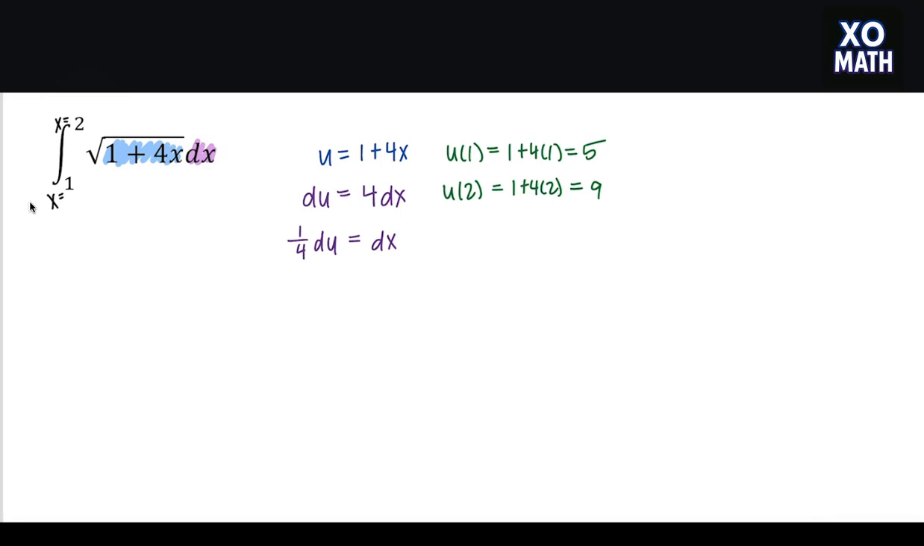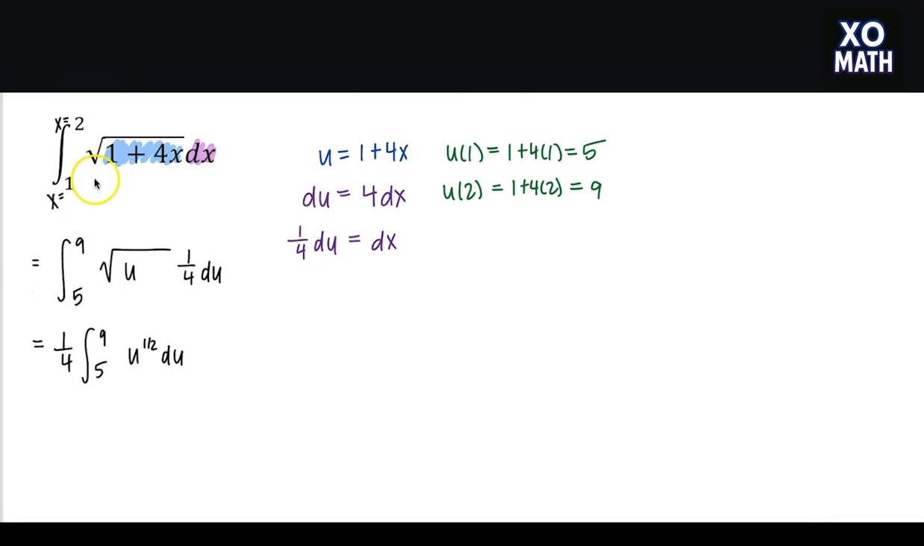So our new integral will look like the integral from 5 to 9 of the square root of u, and then again dx was 1/4 du. So 1/4 du. Now I could have gone straight ahead and pulled this 1/4 to the front. So we can have 1/4 the integral from 5 to 9 of u to the 1/2 du.